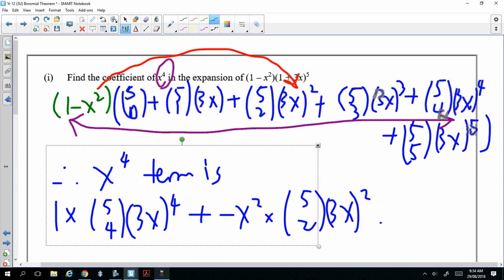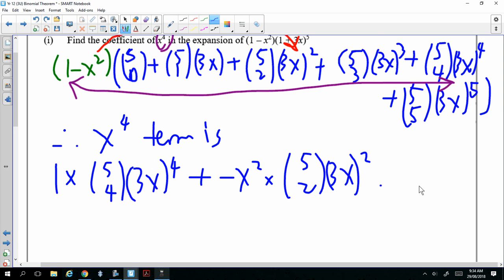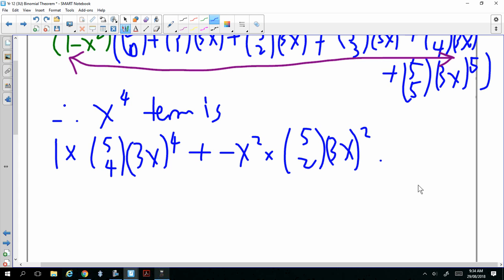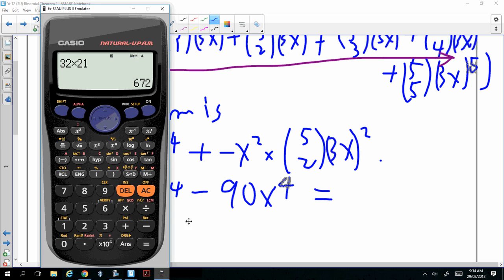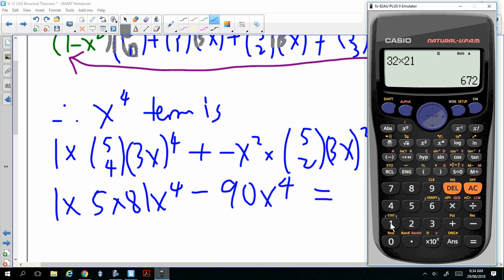And then if you simplify, we'll know that equals 5 times 81 x power 4 minus, that will be 5 choose 2 which is 10, 10 times 9 is 90, 90 x power of 4. And what would that be? Use your calculator. 5 times 405 minus 90. That will be 315. And you can write therefore, the coefficient of x power 4 is 315.